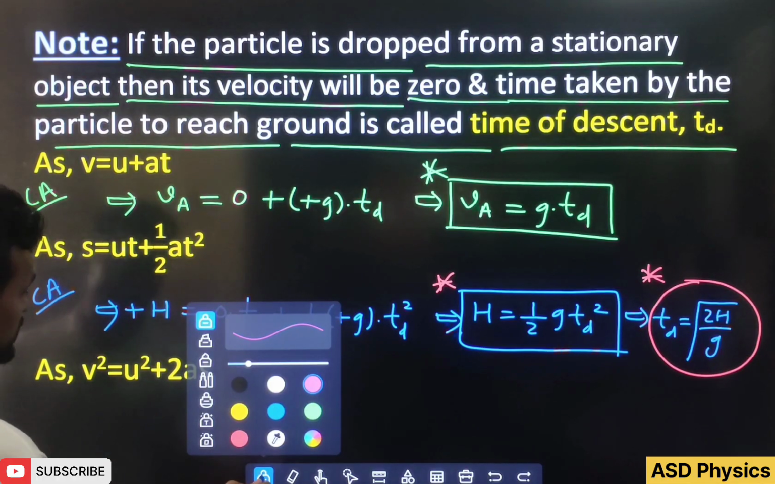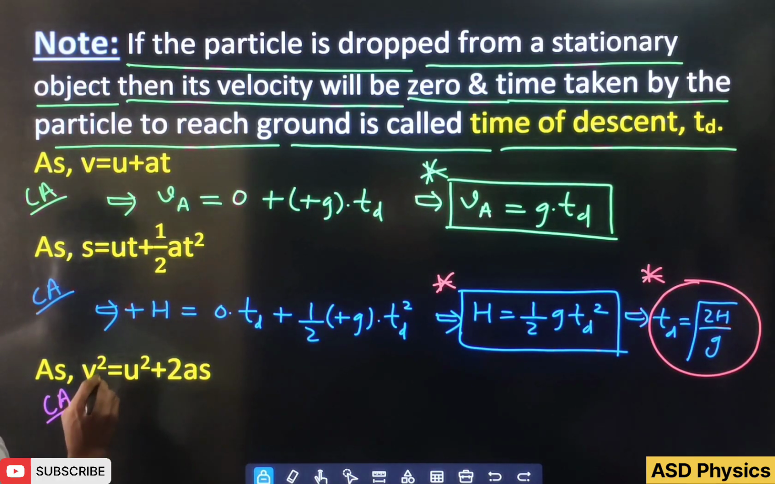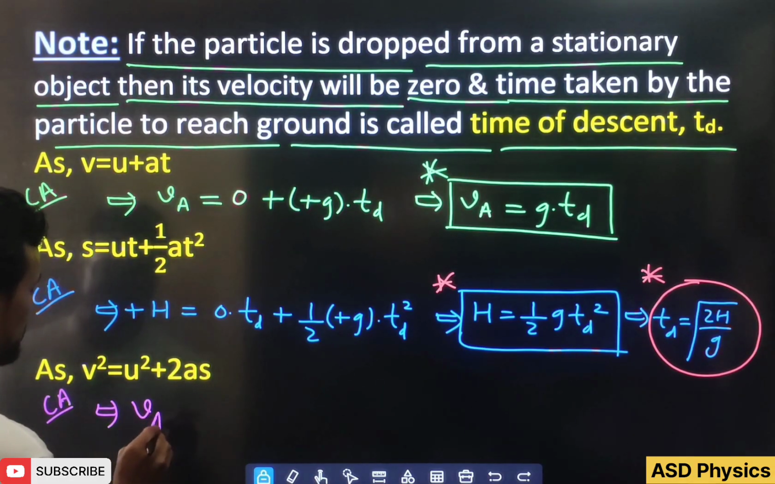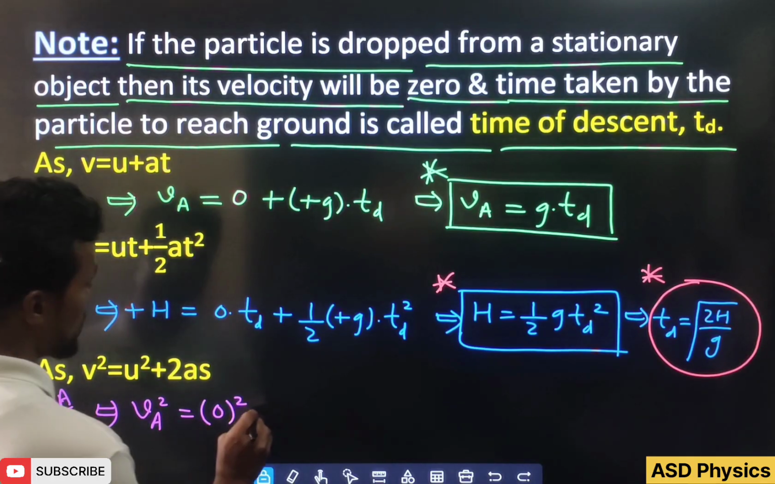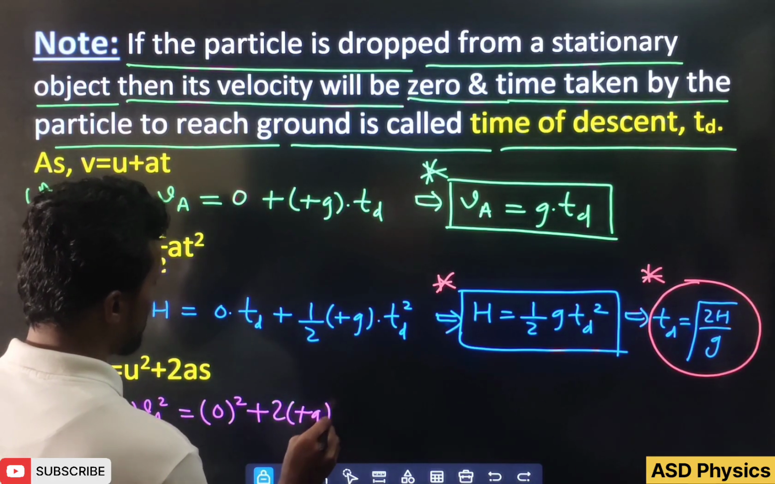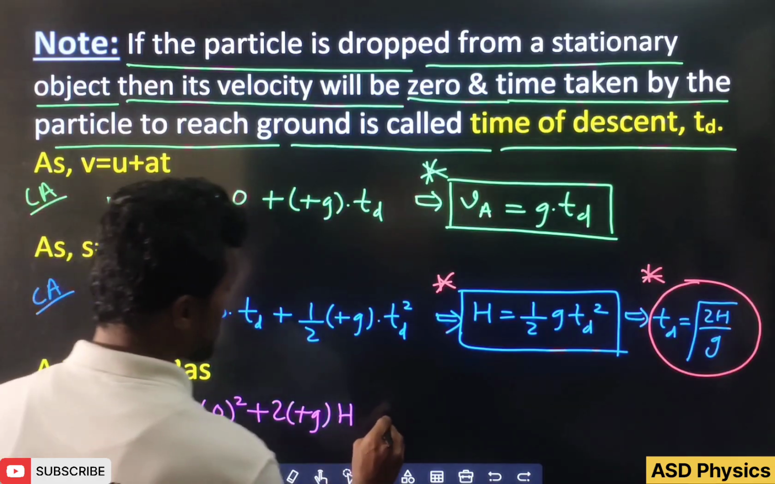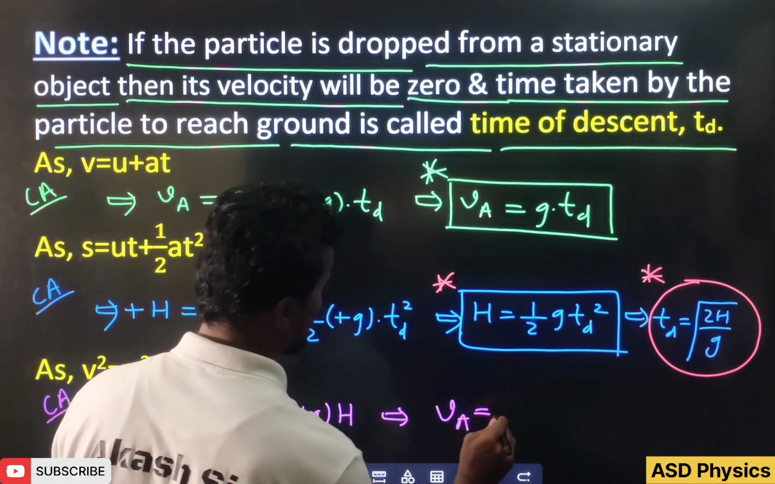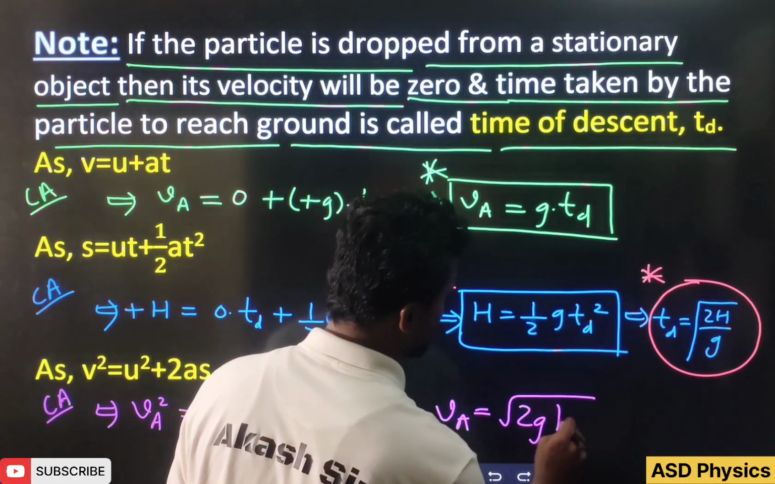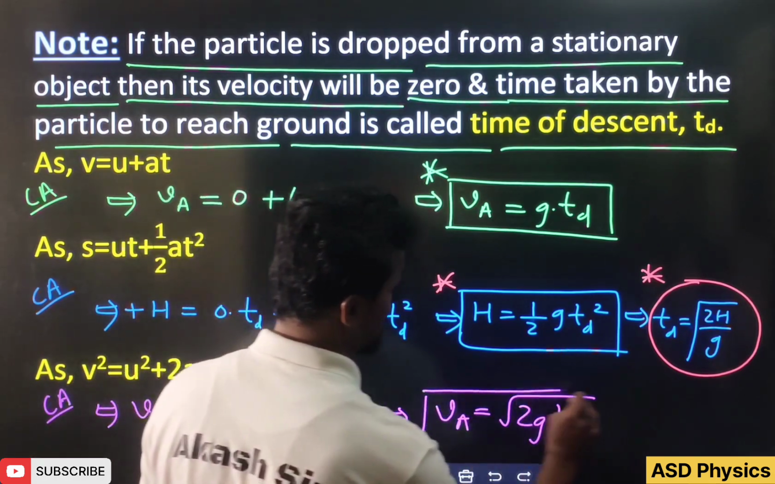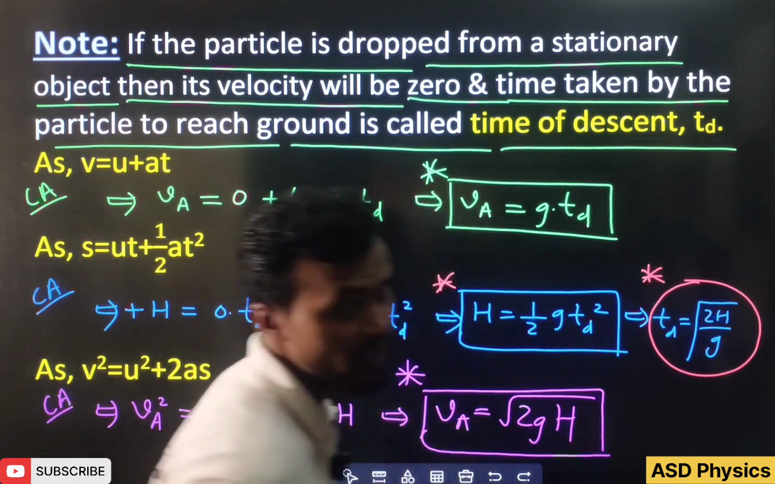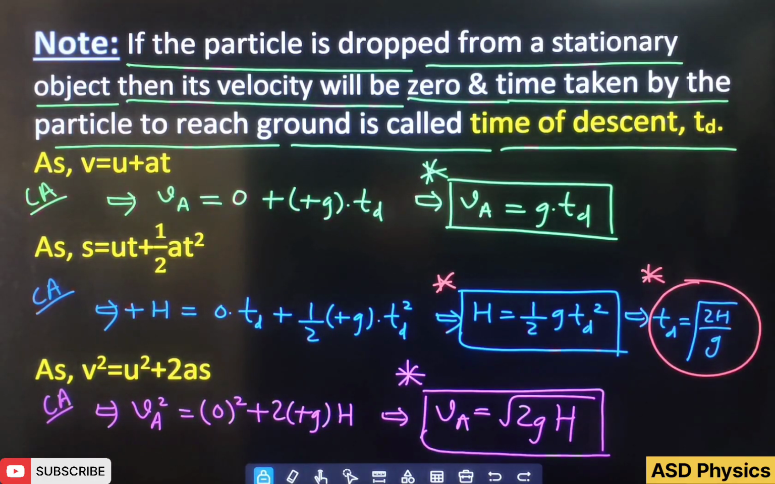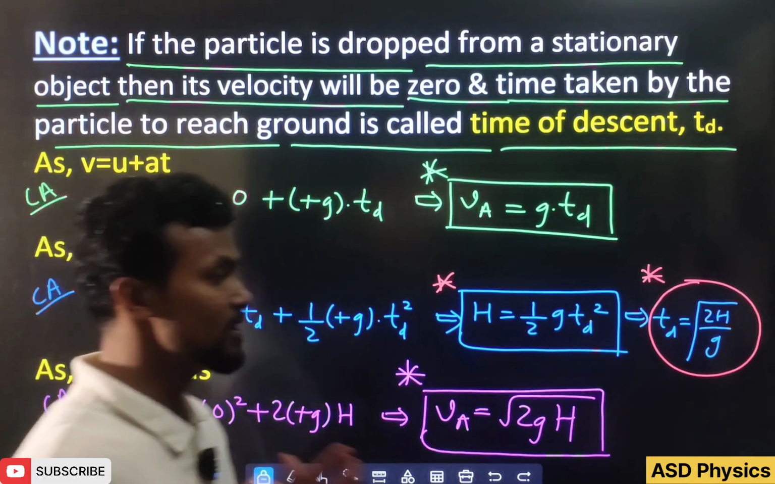Similarly, if I use from C to A for the final velocity, we can see VA square is equal to initial velocity 0, because it is from C to A, plus 2gh. So the velocity at point A is given by root 2gh. See, again we have got one more important formula. So in downward motion, we are getting multiple formulas. I hope you are understanding all these basics very well.